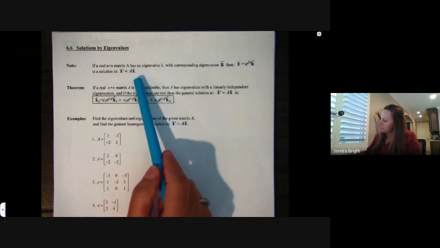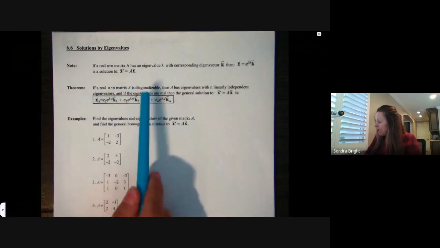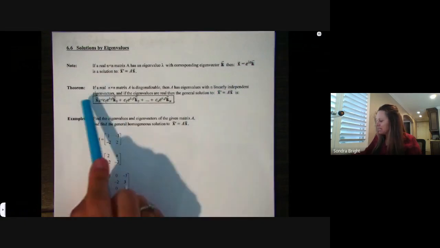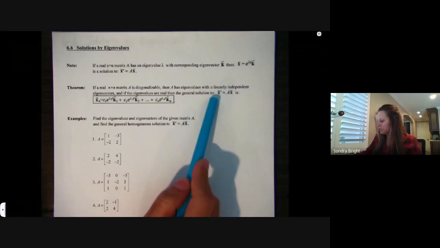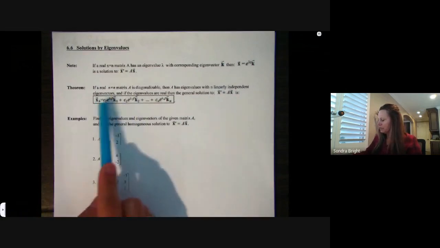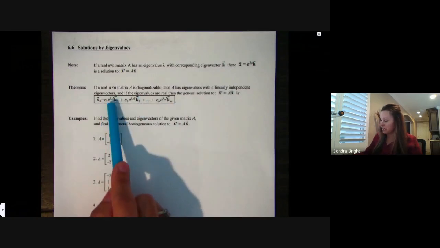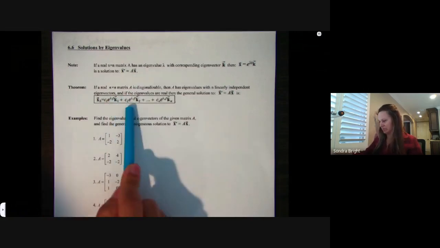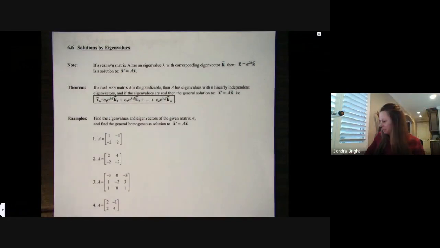We also have a theorem that says that if a real n by n matrix A is diagonalizable, then A has eigenvalues with n linearly independent eigenvectors. And if the eigenvalues are real, then the general solution to this equation is the linear combination of each of them. So C1 times e to the first eigenvalue, t times the eigenvector, plus C2, and so on. It's this linear combination of all of the e to the eigenvalues times the eigenvectors.